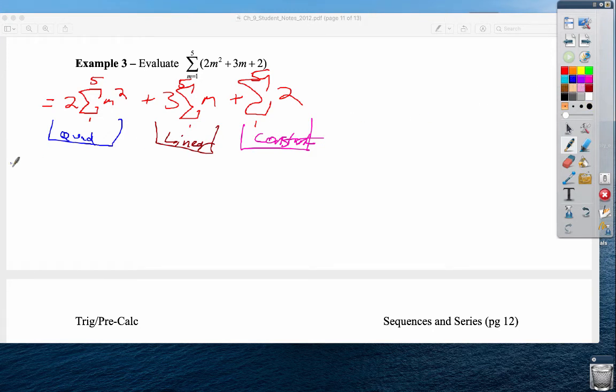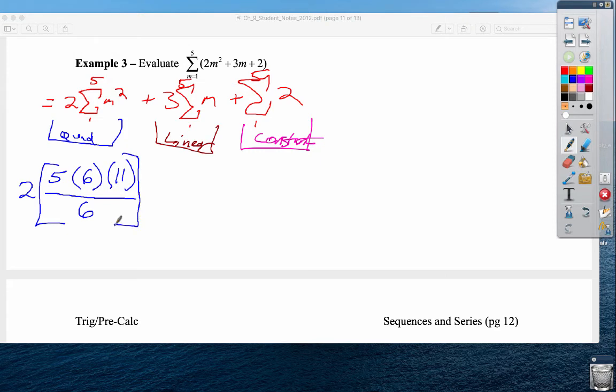I'm going to start with the quadratic. So we're going to have 2. The 2 comes out front, and then I have n is 5 times n plus 1. That's 5 plus 1. That's 6. And then 2n plus 1. That's 10 plus 1, or 11, all divided by 6. And I like to show my work like this, okay?